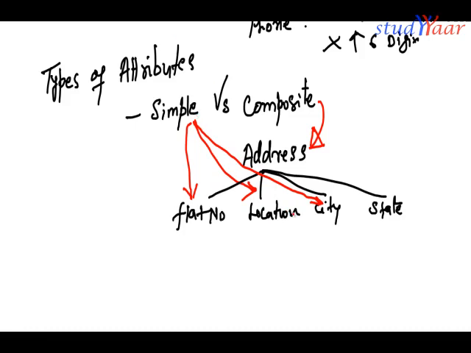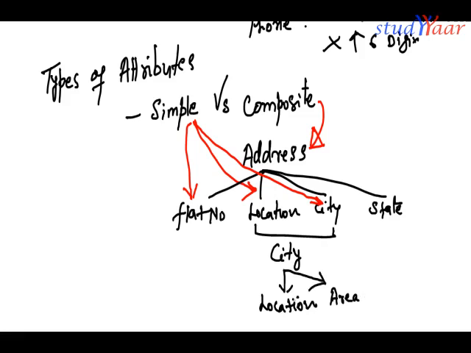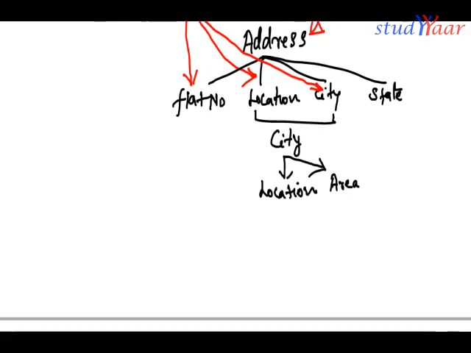Had we looked at it in this way, if we didn't have this, we probably had just a city, and city would be bifurcated into a location. So in that case, city would be a composite attribute. It would have a city, location and area, something like that. So we've taken a look at what is a simple attribute and what is a composite attribute.